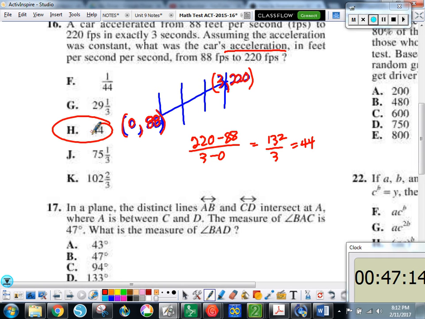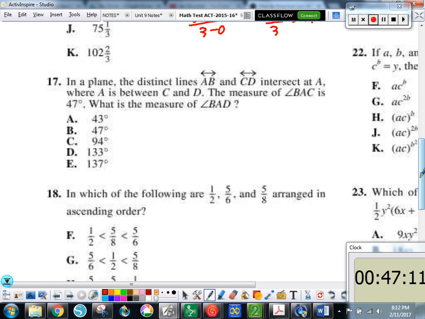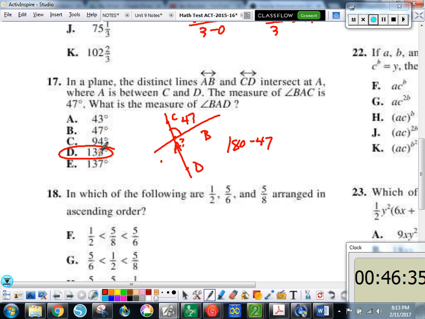Okay, the next one, number 17. In a plane, the distinct lines AB and CD intersect at A, where A is between C and D. So I've got A, B, and I know C and D. A is between them. The measure of angle BAC is 47. What is the measure of BAD? Well, it forms a line, so 180 minus 47 is 133. And that one is just getting the picture in the right spot, alright?